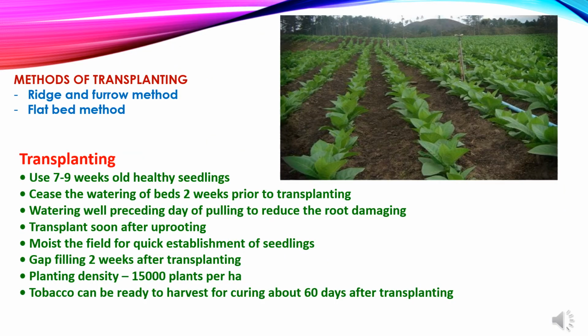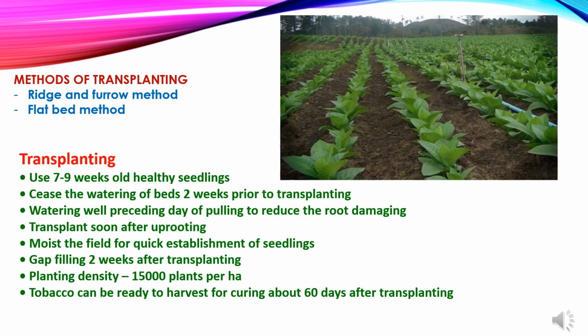Now to study methods of transplanting. There are two methods of tobacco transplanting. First one is the ridge furrow method, second is the flat bed method. While transplanting, we should take care of important things. First, use 7 to 9 weeks old healthy seedlings. Second, cease the watering of beds 2 weeks prior to transplanting. Third, water well on the day preceding pulling to reduce root damage. Fourth, transplant soon after uprooting.